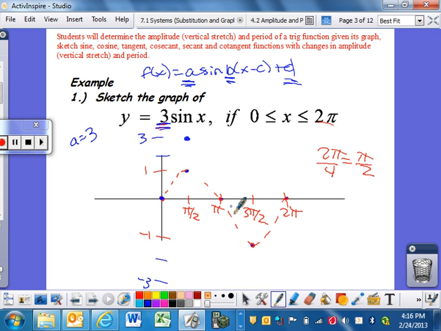Back at 0, stays at 0. At negative 1, it's going to be times 3. And then this one's back at 0. Your graph is literally vertically going to stretch out 3 times as much. And that becomes your new graph. So that's what happens with the a value. Literally multiply every single coordinate point by 3, and that's where you're going to end up.